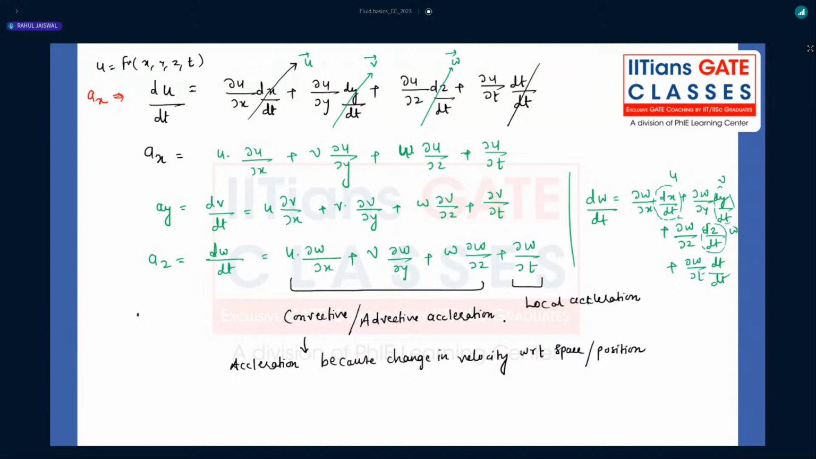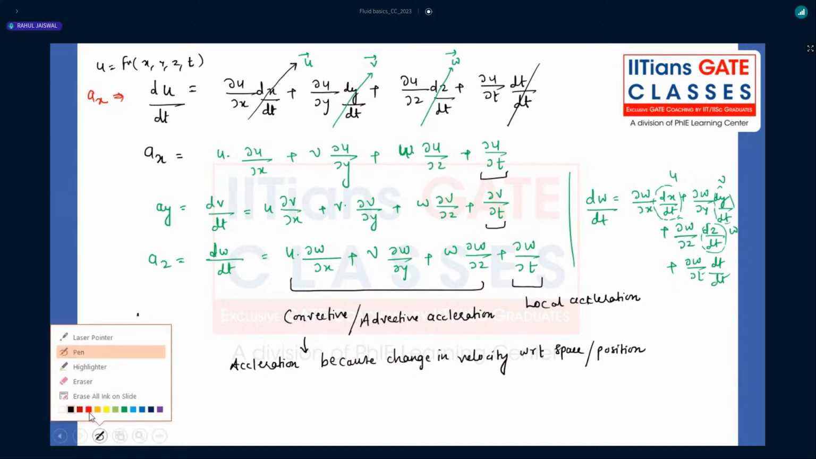Now, what is the definition of this local acceleration? The local acceleration is nothing but acceleration because of change in velocity with respect to time. This is local acceleration, right? So these are the complete picture of velocity in the Cartesian coordinate system, and acceleration in the Cartesian coordinate system.